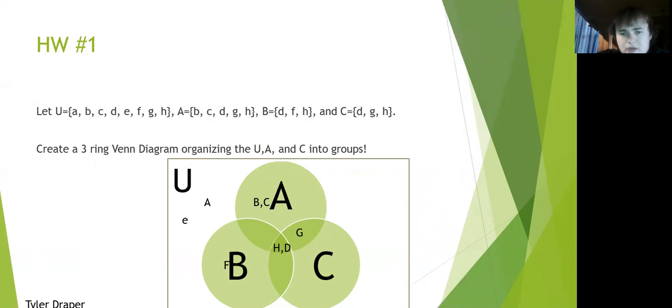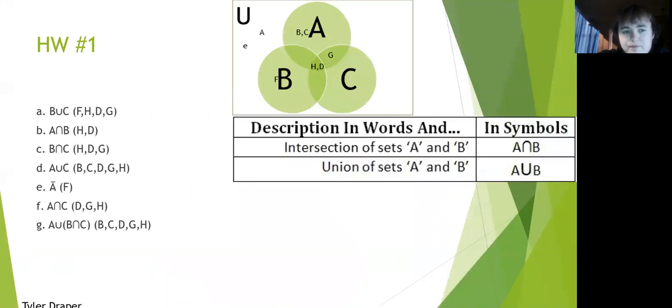E is not shared by any of them except U, so we have them on the outside here. F is shared by B only, or B and U, so we have F by the B there. Okay, let's look here. G is shared by A, C, and U, so we put it in between A and C there. H is shared by all of them, so we put it right beside D down there. Now, we organize this graph to be able to get to our next slide, which we will use.